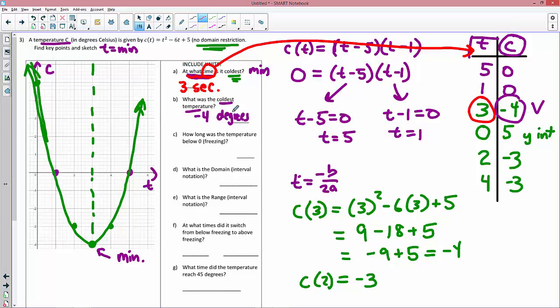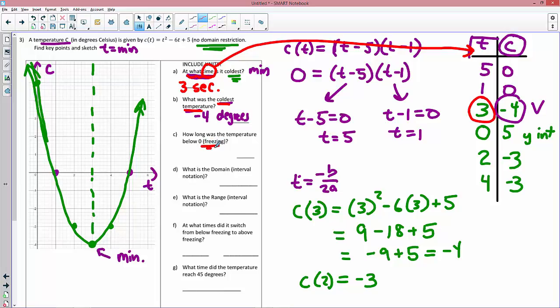Versus B, which is the one we answered a second ago, which is what was the coldest temperature? That's the C value. That's the temperature, okay? So don't make the same mistake I did, and I'm happy to make it for you so you don't have to. Minus 4 degrees. Okay, how long was the temperature below 0? Freezing, right?